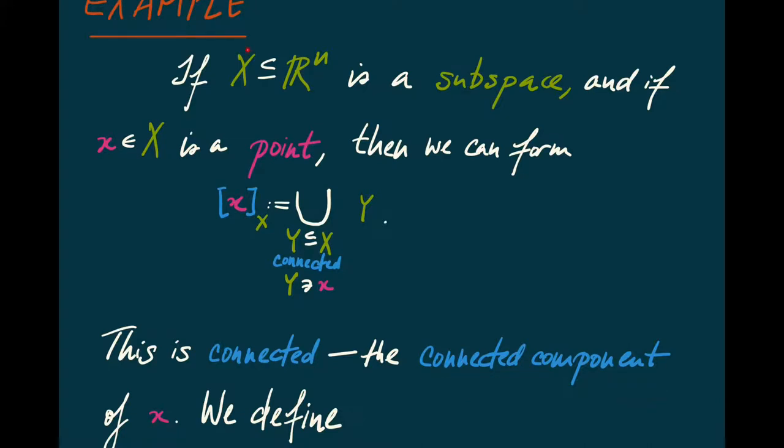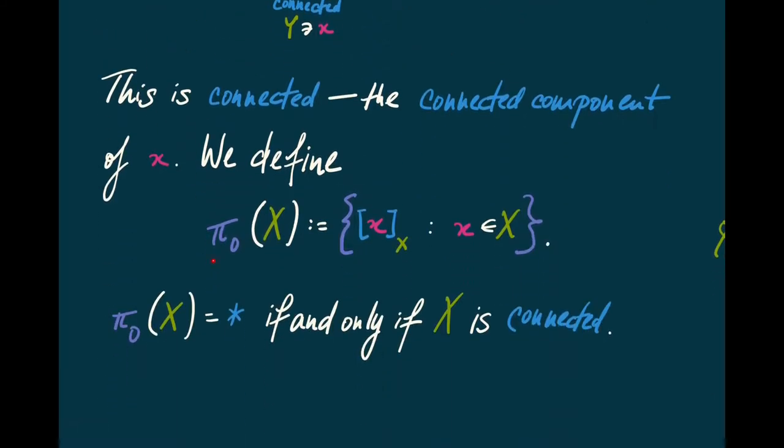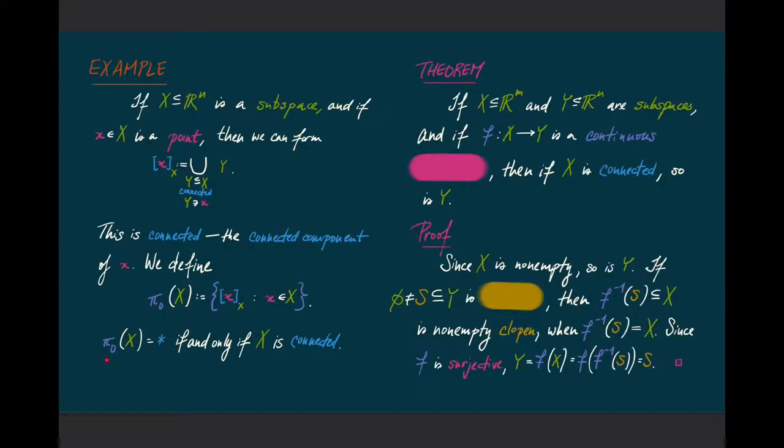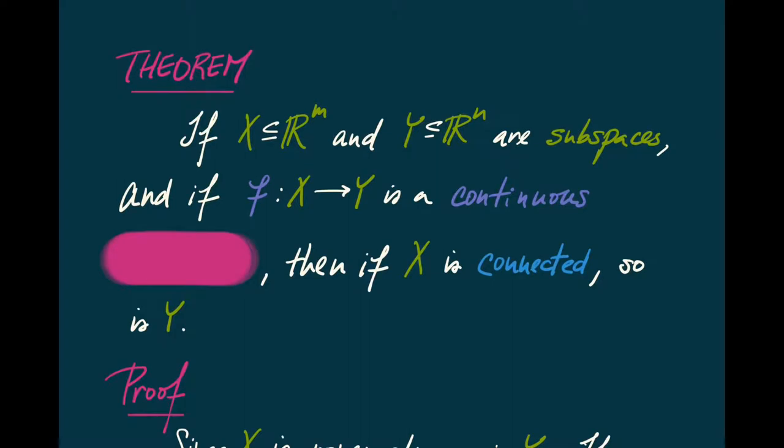Now, attached to our subspace is a set called pi zero. Pi zero of X is the set of connected components inside our X. Notice that if X is connected, then the largest connected subspace of X that contains a point little x is X itself. That means that X will have only one connected component, and so pi naught of X in that case will just be a singleton. We're going to return to the behavior of pi naught once we've stated and proved this, which is the first important theorem of topology. It goes like this.